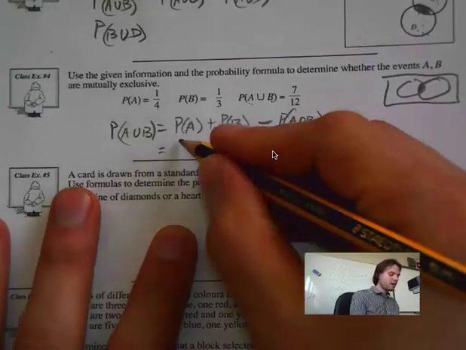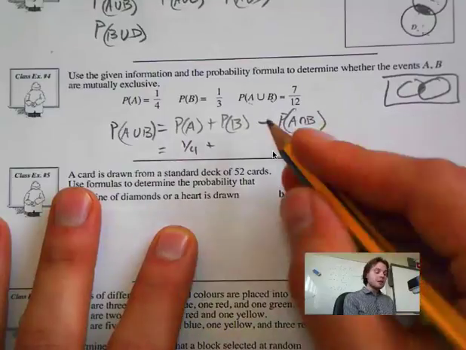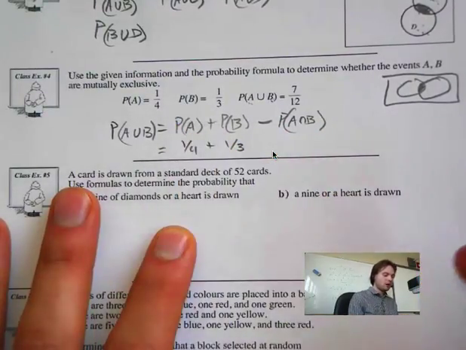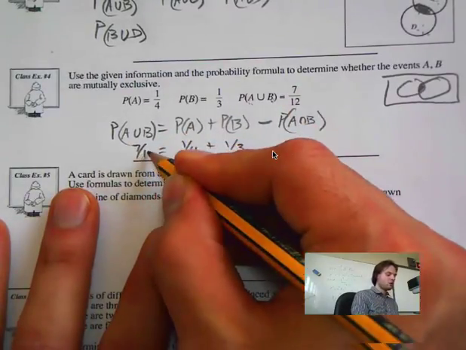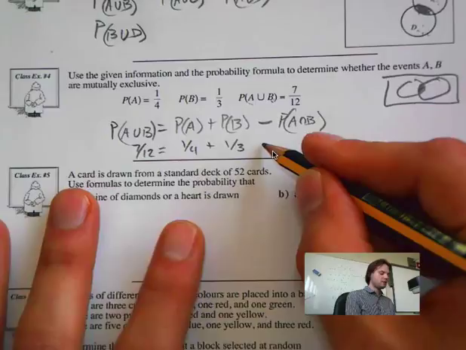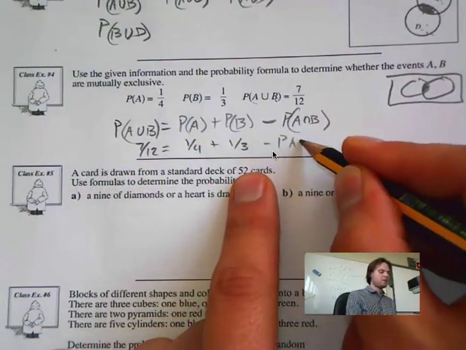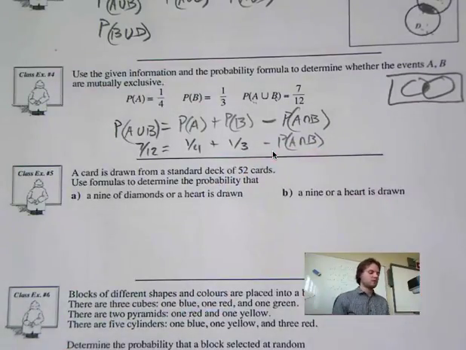So probability of A is 1 over 4. The probability of B is equal to 1 over 3. Probability of A or B is 7 out of 12. And then we want to see if this is actually equal to probability of A and B. We're seeing if that's equal to 0. If it's equal to 0, they're mutually exclusive.